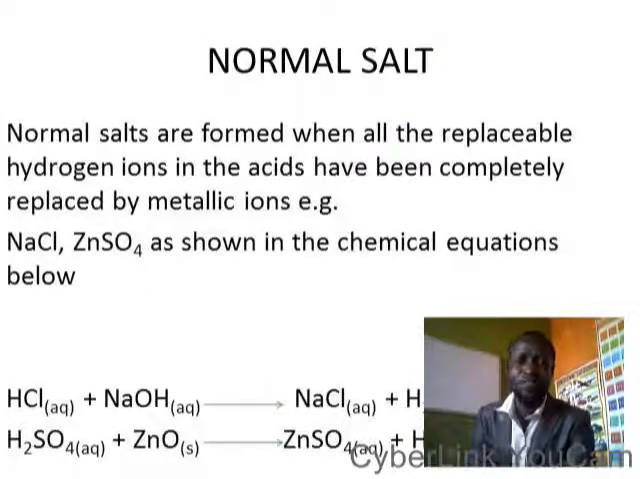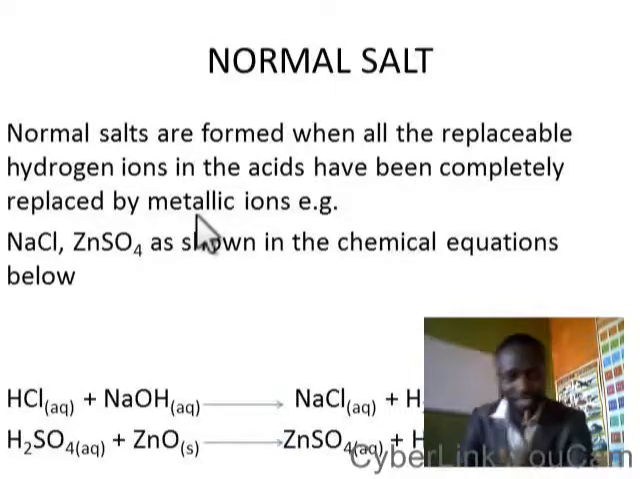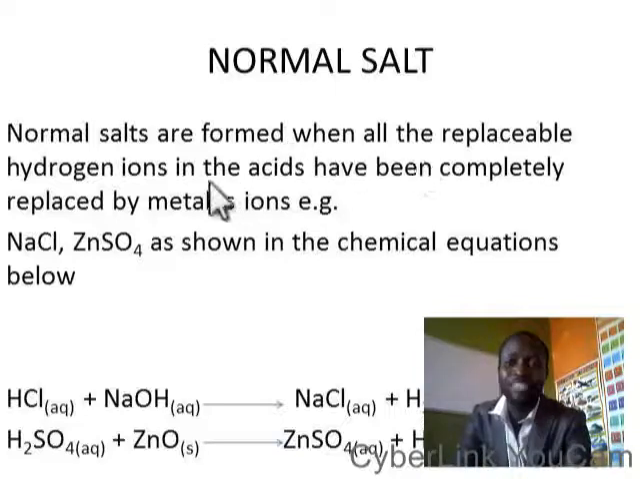Now let's look at normal salt. Normal salts are formed when all the replaceable hydrogen ions in the acid have been completely replaced by metallic ions. Very simple. I'll say that again. Normal salts are formed when all the replaceable hydrogen ions in the acid have been completely replaced by metallic ions.